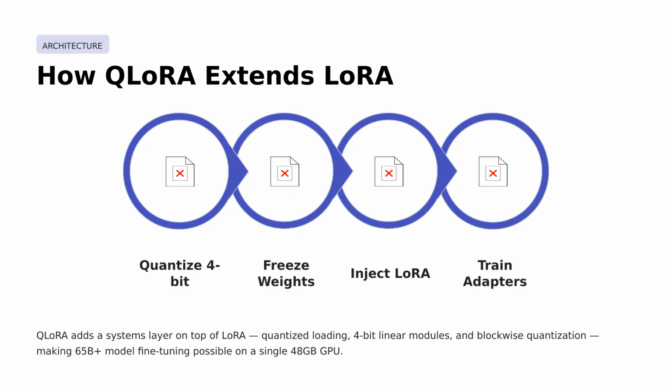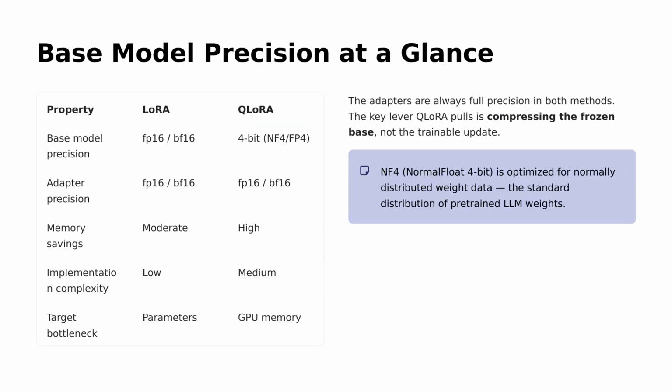QLoRA builds directly on LoRA by injecting small trainable adapter layers while keeping the original model weights frozen. The key difference is the systems layer. The base model is loaded in 4-bit precision using quantized linear modules and blockwise quantization. That cuts memory use dramatically. So even very large models, including 65 billion parameter models, can be fine-tuned on a single 48GB GPU. Here's the precision story at a glance.